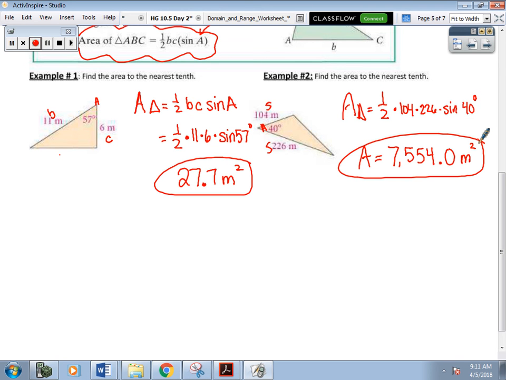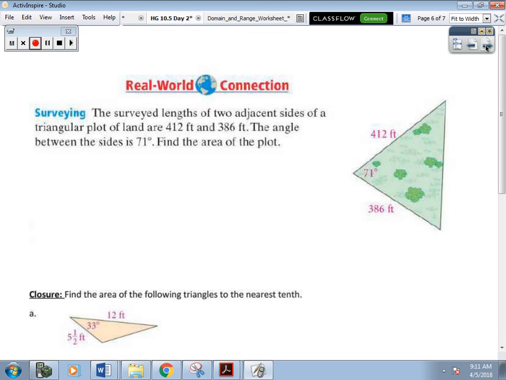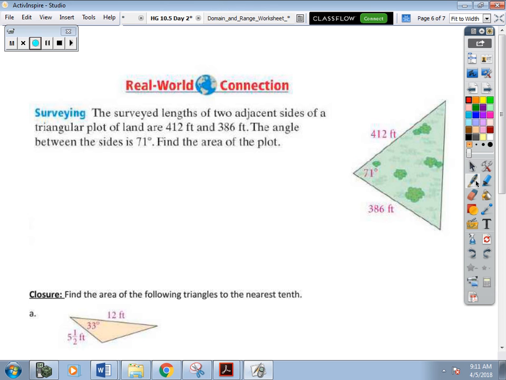All right, since these are a little bit too easy, I kind of want to make the next one a little bit harder. All right, scribble out the 412.